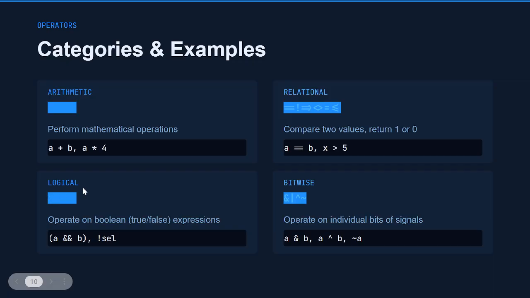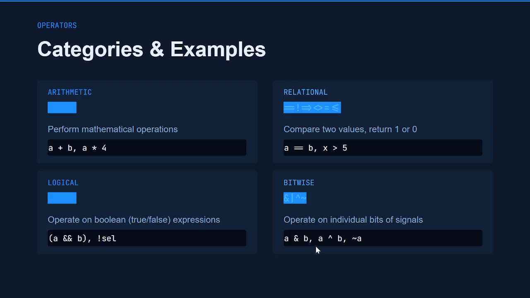And logical operators return true or false expressions. Logical operators are and, or, and the exclamation mark is for the not operation. It just sets the opposite. If you set a cell value to 0, then using this exclamation mark it checks whether the cell value is 0 or not, like that. And bitwise operators operate on the individual bits of signals.